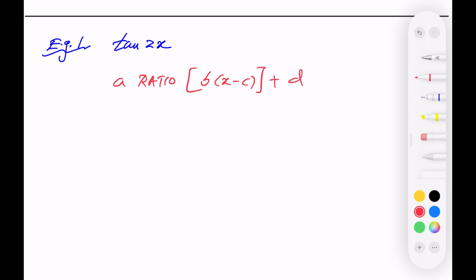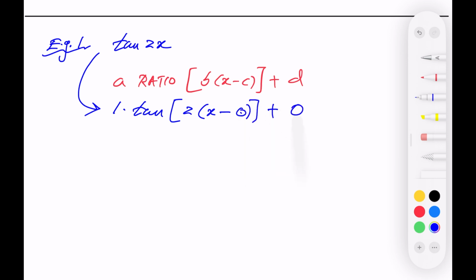I need to rewrite this function to look like the generic equation. I will write that function as 1 times, it's a tangent function, therefore tan, open brackets, 2 times x minus 0, close brackets, plus 0. Now I can quite easily compare this equation, which is exactly the given function tangent 2x, with the generic equation and identify a, b, c, and d.